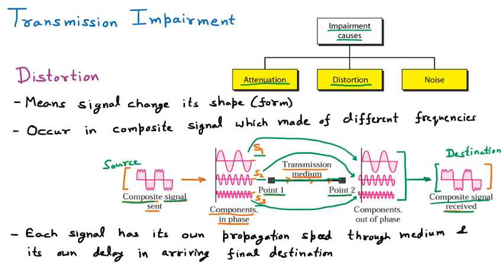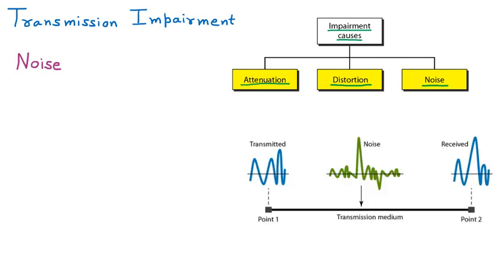Now we are discussing the next cause of impairment, that is called the noise. This is one of the transmission impairments. Noise we already know. Let us suppose we are talking to somebody on a phone and there is some kind of disturbance coming, that is called the noise. Similarly, let us suppose that there is a point 1 and at point 1 I am sending some signal. This is the transmitted signal. Now this signal is moving through the transmission medium to point 2.